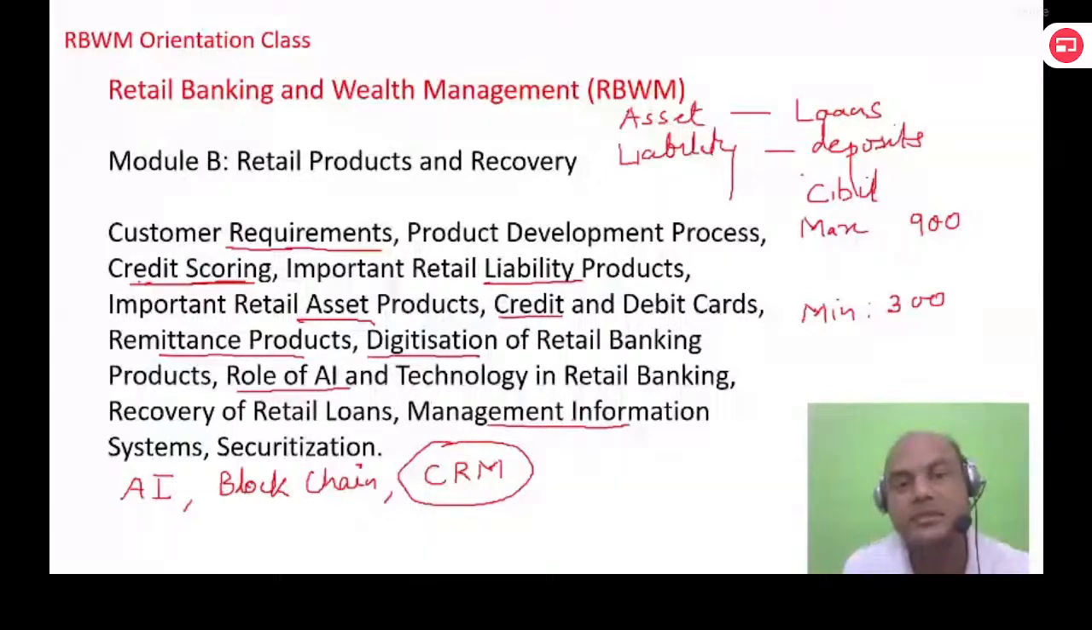MKIS is one of the systems, Marketing Information System. Then Accounting Information System, AIS, is one of the systems. So all these you will be having. Then securitization. Securitization is not a new technology; it has been there for the last 20 years. It basically means selling of loans to some SPV or some separate company. Banks sell their running loans to somebody, not only NPAs, good loans also. So that's all in Module B.